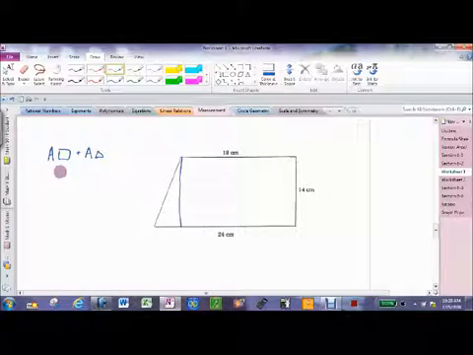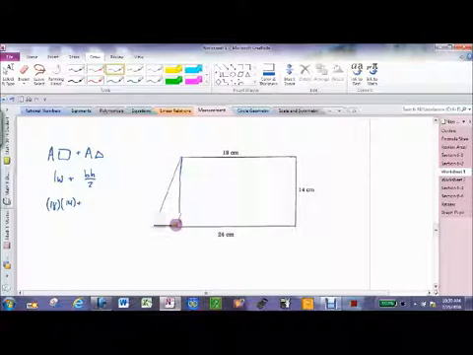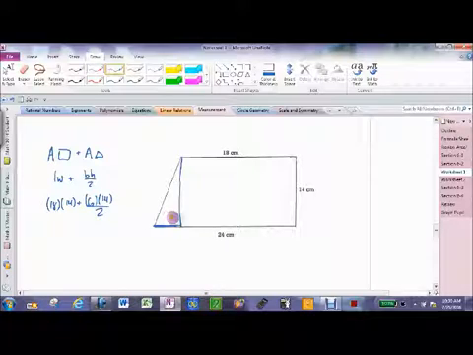What's the area of a rectangle? LW. What's the area of a triangle? Base times height divided by 2. What's the length? 24. Look again. 18. What's the width? 14. Plus, what's the base of this triangle? 6. What's the height? 14 divided by 2, yeah? Craig, you're asking me. Got it now?